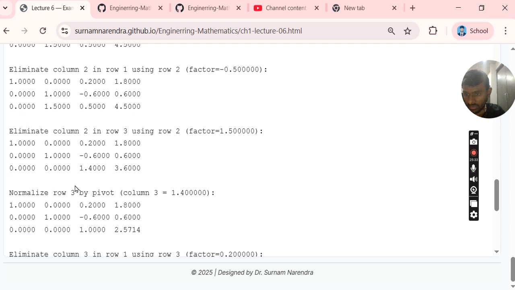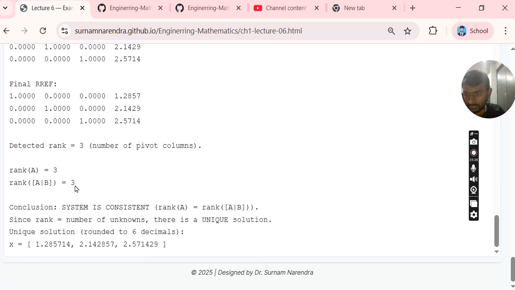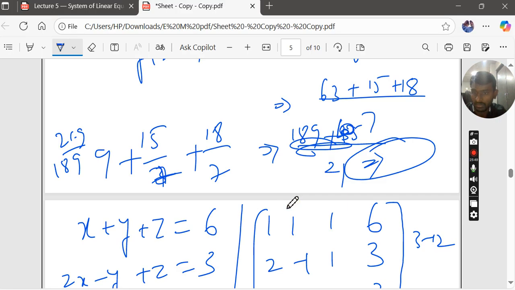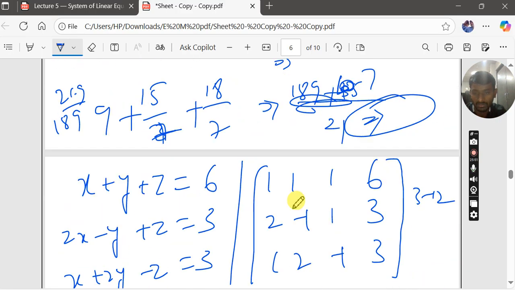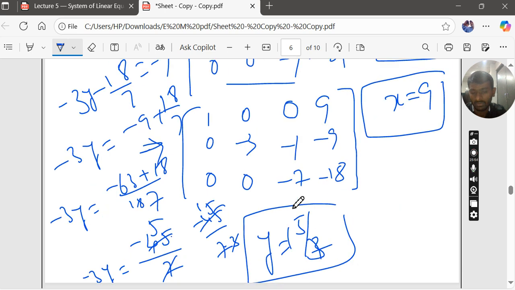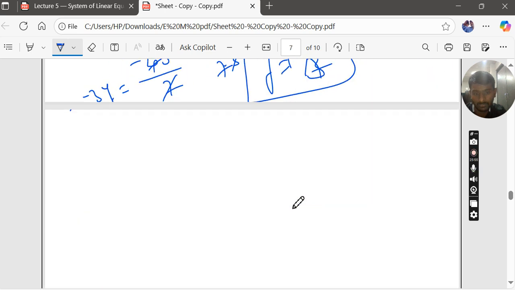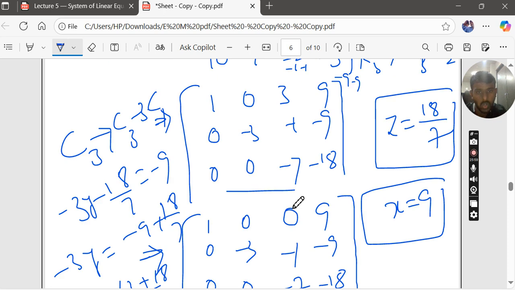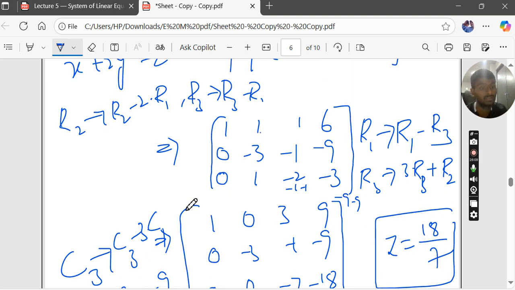I know that. Here the solution is 1.2, 2.14 and 2.57 something. What are we getting here? What about the x value here? The x value we are getting is 9. How? Okay, there is some calculation mistake. You can check with that calculator. If you have any doubts, you can come.